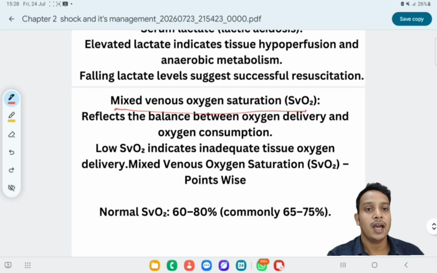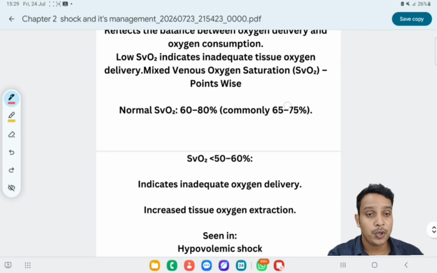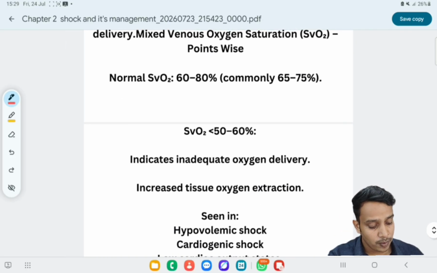Suppose the patient is in hypovolemic shock, what happens? The cells are in anaerobic metabolism and need more oxygen. So whenever you transport oxygen to the cells in hypovolemic shock, these hungry cells will pick up more oxygen. So your mixed venous oxygen saturation, which is normally 60 to 80%, decreases in cases of hypovolemic shock, to only 50 to 60%. So this happens in hypovolemic and cardiogenic shock.